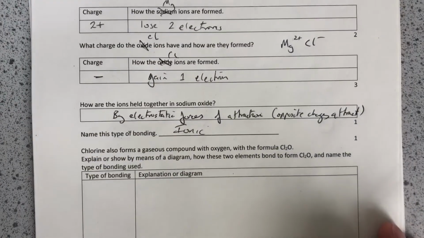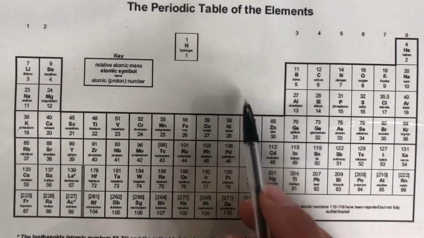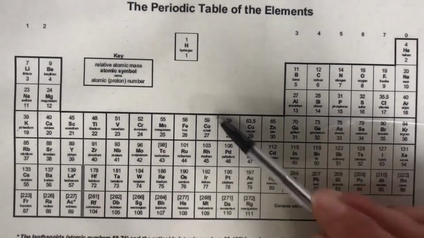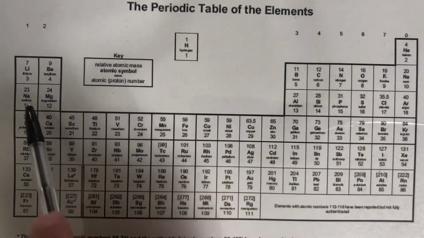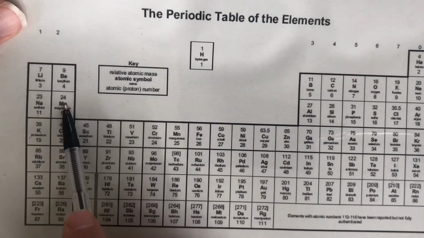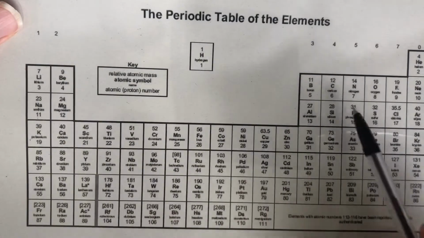To identify the type of bonding, we go back to the periodic table, and we need to know where that metal-non-metal dividing line is. If the type of bonding involves a metal and a non-metal, it is ionic. So go back to magnesium chloride. Magnesium was there, chlorine is there. That's ionic, a metal and a non-metal.